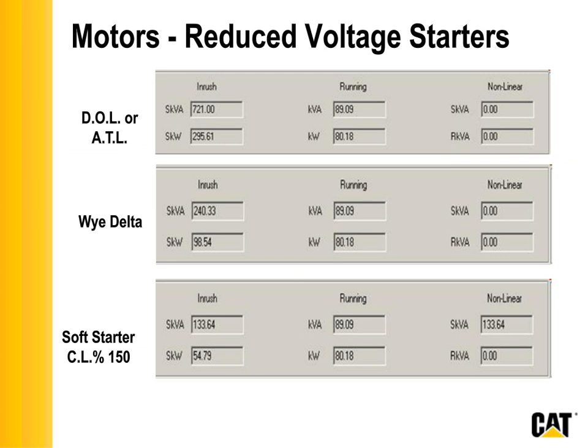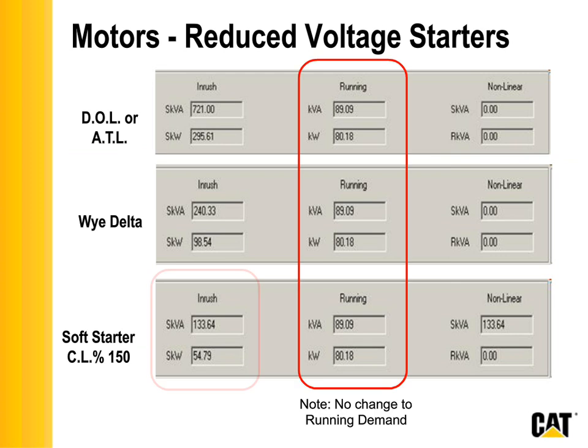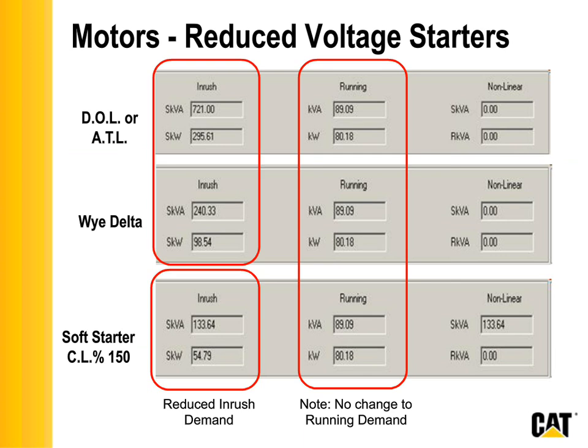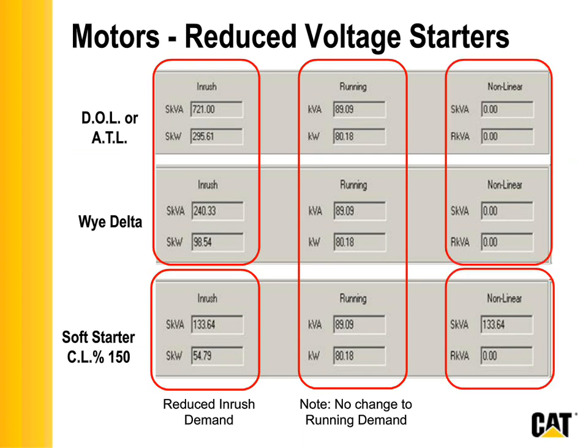So what you see here, what's important to remember is that the running demand is never reduced with reduced voltage starters on three-phase motors, but the inrush demand is reduced. And again, inrush is what? SKVA, SKW. And then KW is associated with the engine, right? And KVA is associated with the alternator. So you can significantly reduce the size of engine and alternator that's required.